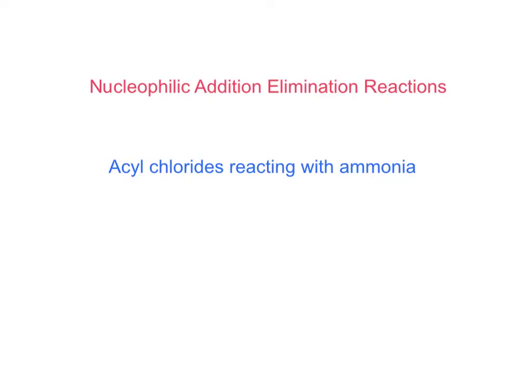When acyl chlorides react with ammonia, they do so by a mechanism called nucleophilic addition-elimination reactions. Let's start with our acyl chloride. In this particular case, we're using ethanoyl chloride, 2 carbons and then the acyl chloride functional group. The carbon is delta positive because of the electron withdrawing groups of oxygen and chlorine.